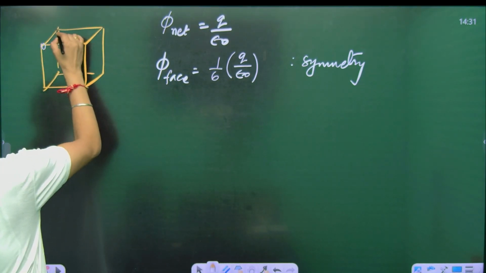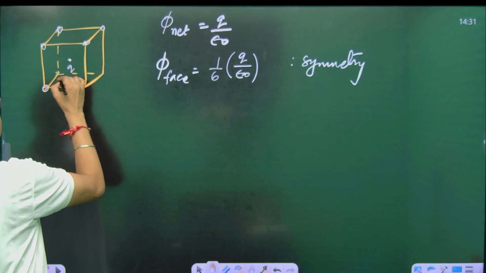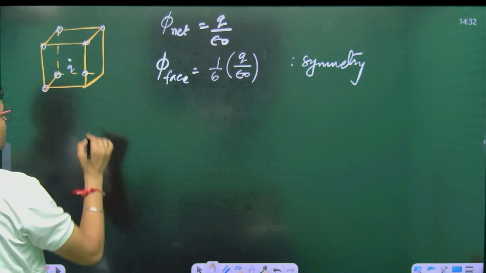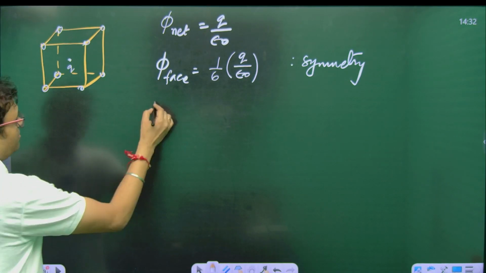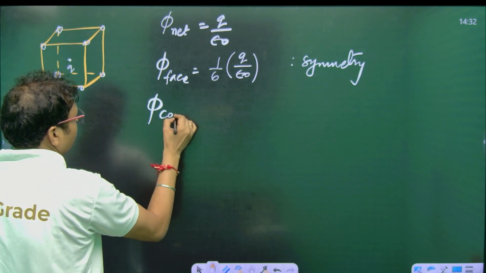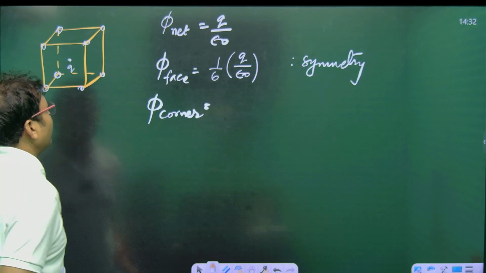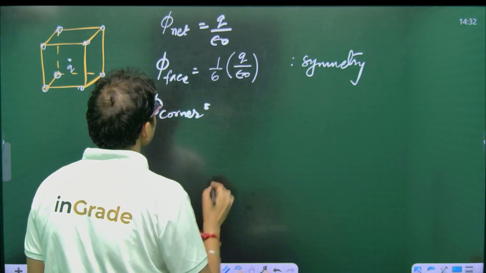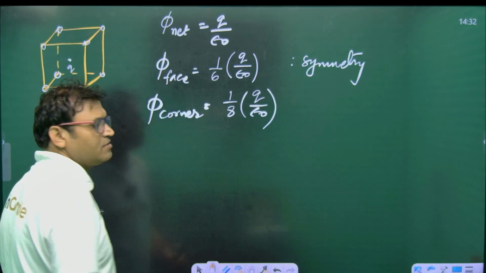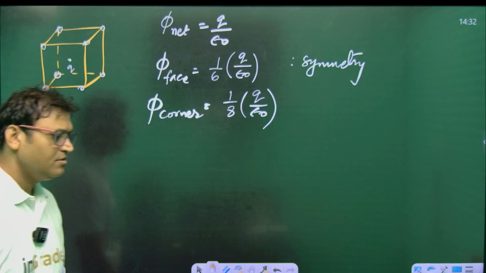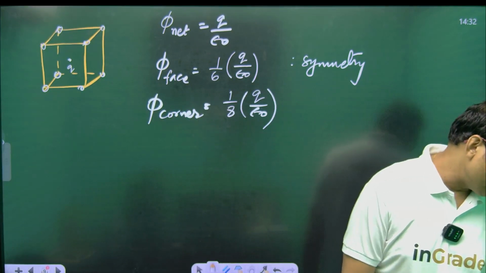And if I ask you, if the flux is only through the corners, what is the net flux from each corner? Because there are 8 corners, so it will be 1/8 into q upon epsilon naught.